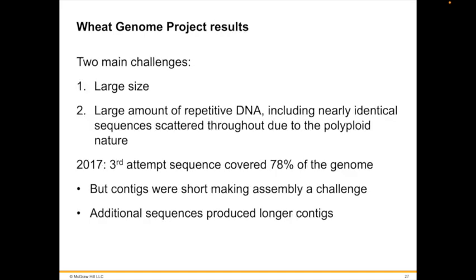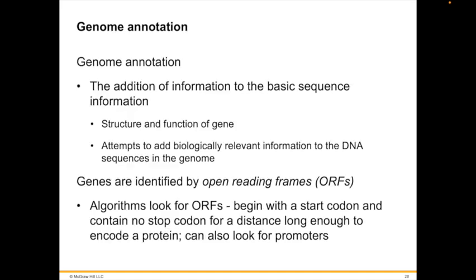The 2 main challenges with the Wheat Genome Project results are the large size and the large amount of repetitive DNA, including nearly identical sequences scattered throughout due to the polyploid nature. In 2017, the third attempt covered about 78% of the genome, but contigs were short, making the assembly a challenge. And then additional sequences produced longer contigs.